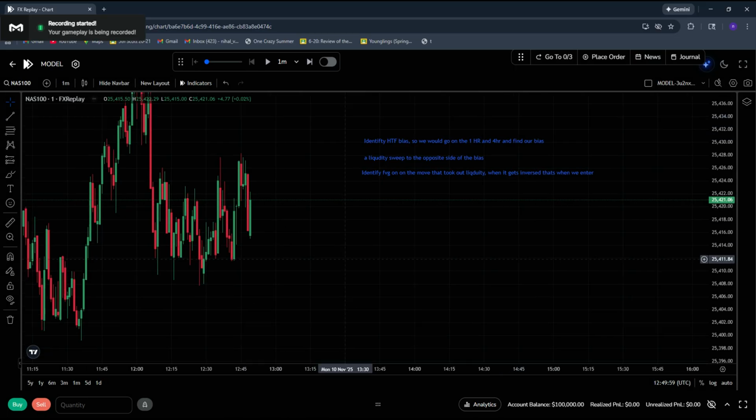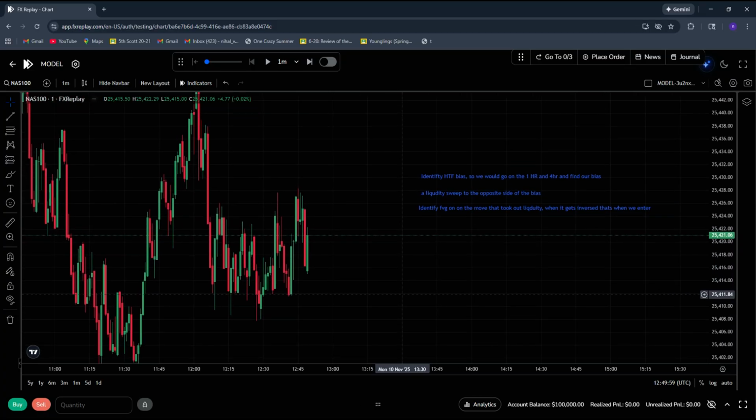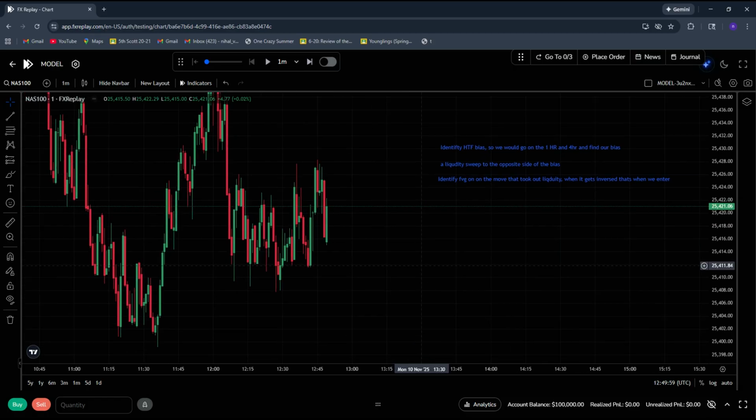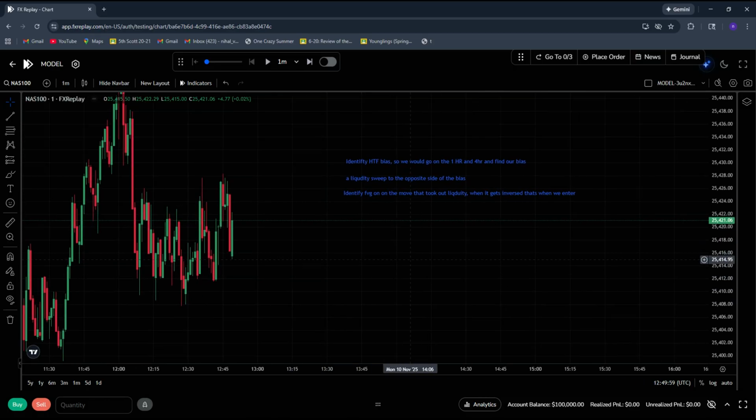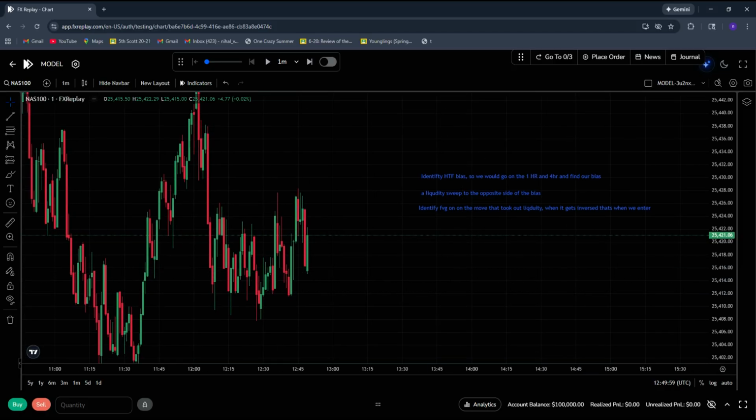Okay, so today I will be going over my model. It's very simple. It has passed me 7 combines and multiple funded figures. We only have 3 confluences for this. First, we need to identify a higher time frame bias. So we'd go to the 1 hour and 4 hour and only trade within that bias.